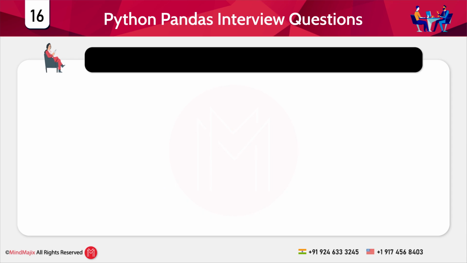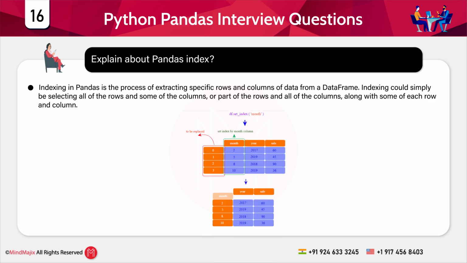The next question is: explain Pandas indexing. Indexing in Pandas is the process of extracting specific rows and columns of data from a data frame. Indexing could be simply selecting all of the rows and some of the columns, or part of the rows and all of the columns, along with some of each row and column. Indexing is often referred to as subset selection.